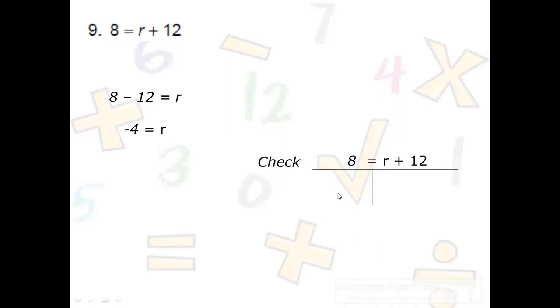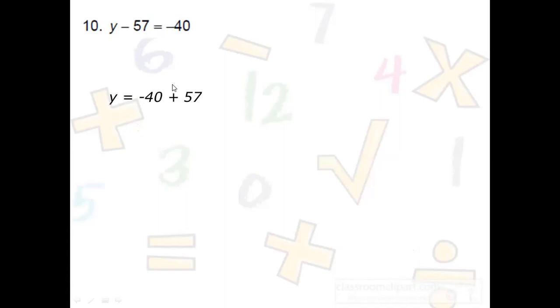So if we're checking, we have 8 equals R plus 12. So we replace the R with negative 4. Again, the rule stays the same for integers. When you have one negative and one positive, you subtract them, right? So 12 minus 4 will give you 8, but with the positive sign, as 12 is greater and has the positive sign. Now, these must be very easy, right?